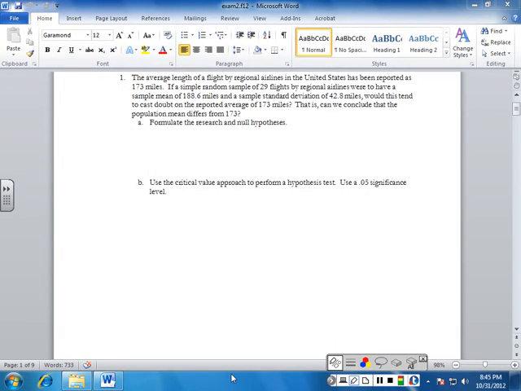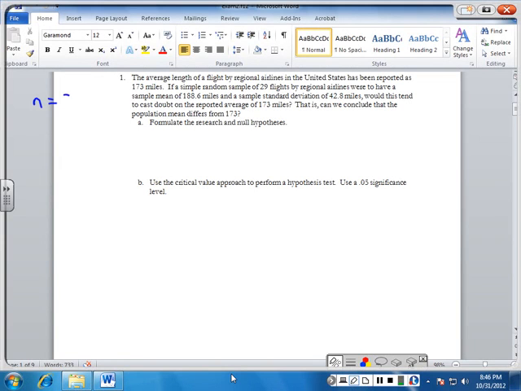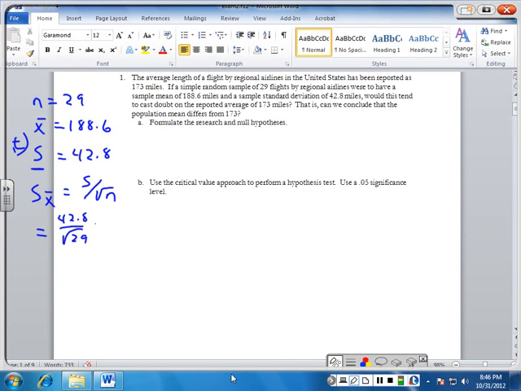Okay, so problem 1. A random sample of 29 with a sample mean equal to 188.6 and a sample standard deviation equal to 42.8. By the way, that means we're going to have a t distribution, because if we have a sample standard deviation, that's going to go with t. And I'm going to get the standard error. Sx bar is equal to s divided by the square root of n. So that's the 42.8 divided by the square root of 29, and that comes out to be 7.95.